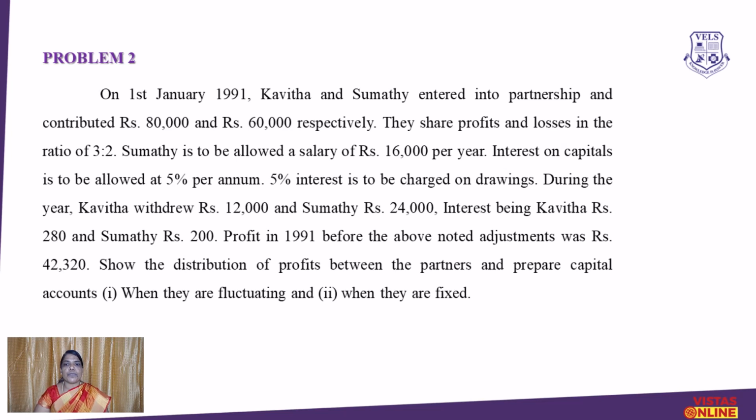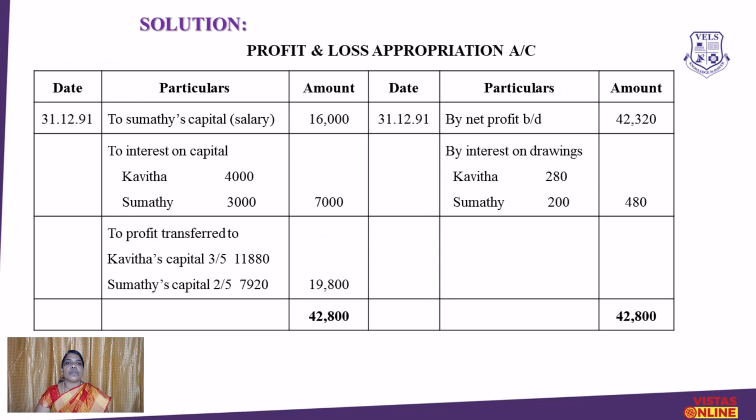5% interest is to be charged on drawings. During the year, Kavita withdrew rupees 12,000 and Sumadhi rupees 24,000. Interest being Kavita rupees 280 and Sumadhi rupees 200. Profit in 1991 before the above noted adjustment was rupees 42,320. Show the distribution of profits between the partners and prepare capital accounts when they are fluctuating and when they are fixed. Now we can see the solution part.